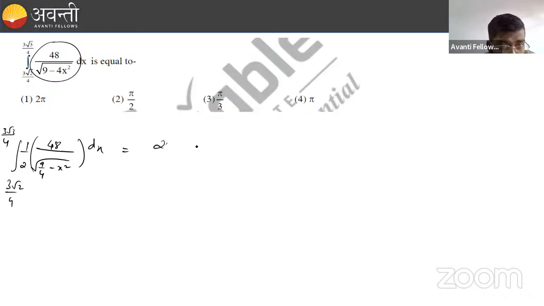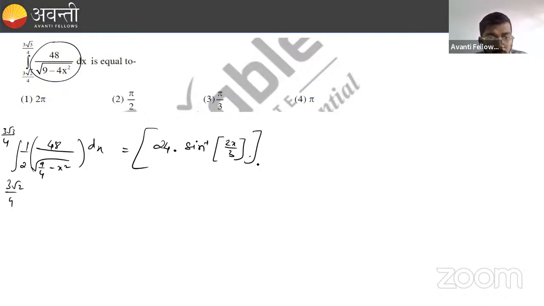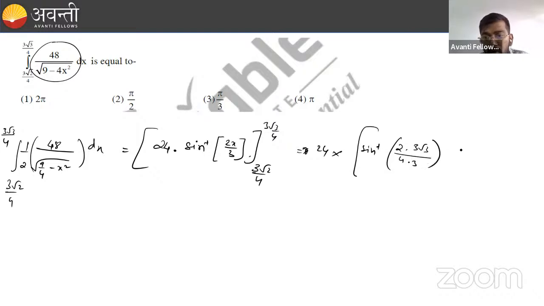So this will become 24 into sine inverse of 2x upon 3, right? This integration entirely will become 24 into sine inverse 2x upon 3. Here the limits are 3 root 2 by 4 and 3 root 3 by 4. So here it will come out to be 24 into sine inverse of, if you put 3 root 3 by 4 in place of x, it becomes 2 into 3 root 3 by 4 into 3, which is already there, minus sine inverse 2 into 3 root 2 by 4 into 3, which is already there.